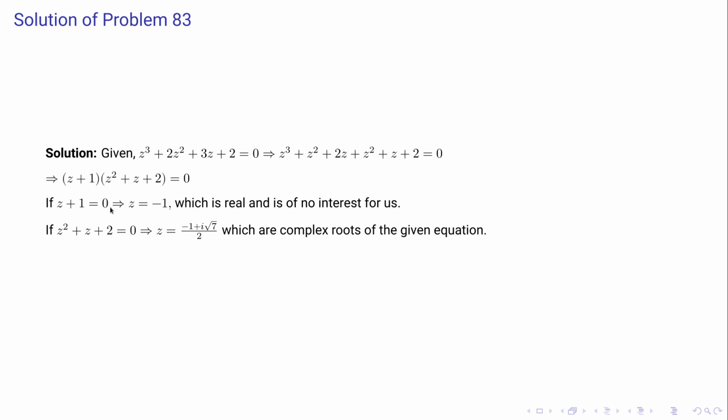Now if z plus 1 is equal to 0, then z is minus 1, which is real and is useless for us in this case. But if z square plus z plus 2 is equal to 0, then z is equal to minus 1 plus minus i square root of 7 by 2, which are the complex roots of the given equation. There is a typo, there should be a plus minus sign here.